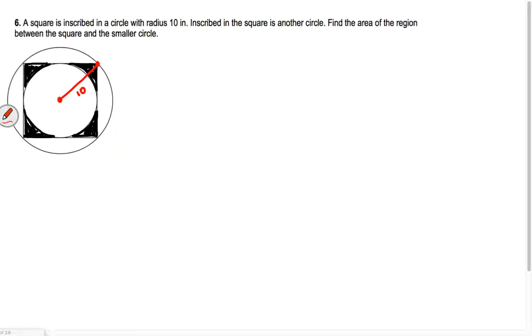That's going to help us get the area of the square, because really all we need to do is find the area of the square minus the area of the small circle. All right, I'm going to draw on a triangle to help us with this square. Can you tell me any angles in this triangle? 90, right there.